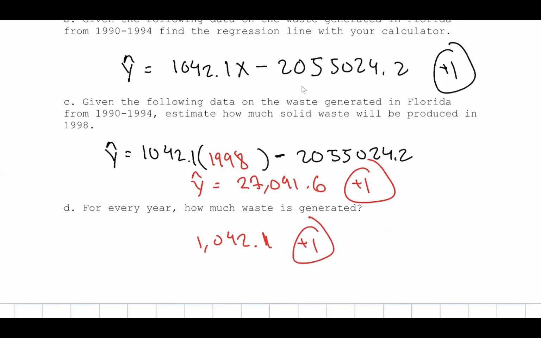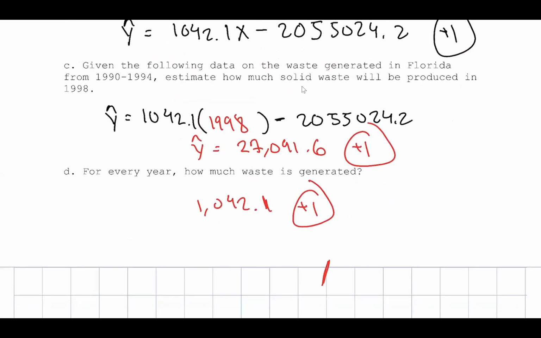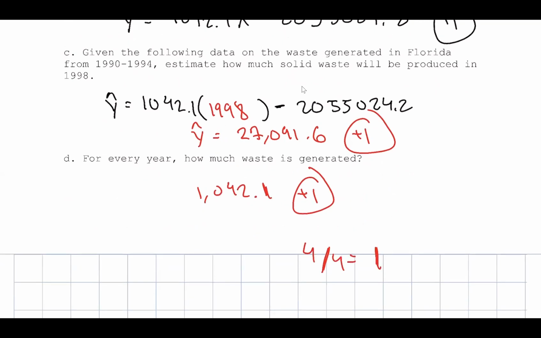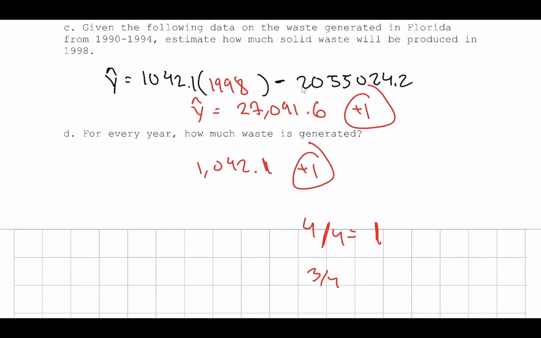If you look at this quiz, it was out of 4 points. If you got 4 out of 4, you got a 1. If you got 3 out of 4, you got 0.75. So that's how I graded yesterday's quiz. Any question in regard to yesterday's quiz?